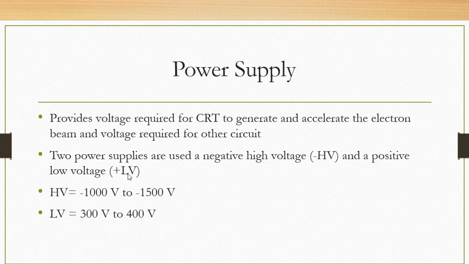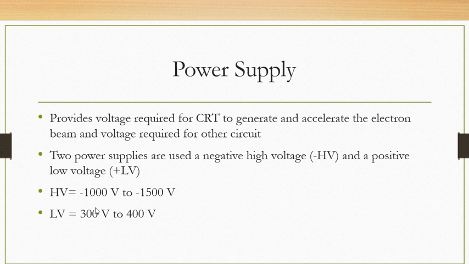While discussing the electron gun, I think I have explained how to apply the voltage and what should be the amplitude of the voltage for the pre-accelerating anodes and the cathodes and all other things. So you have to see my previous lecture, in which I talked about the voltage requirements. But generally, the negative high voltage is in the range minus 1000 volt to minus 1500 volt.